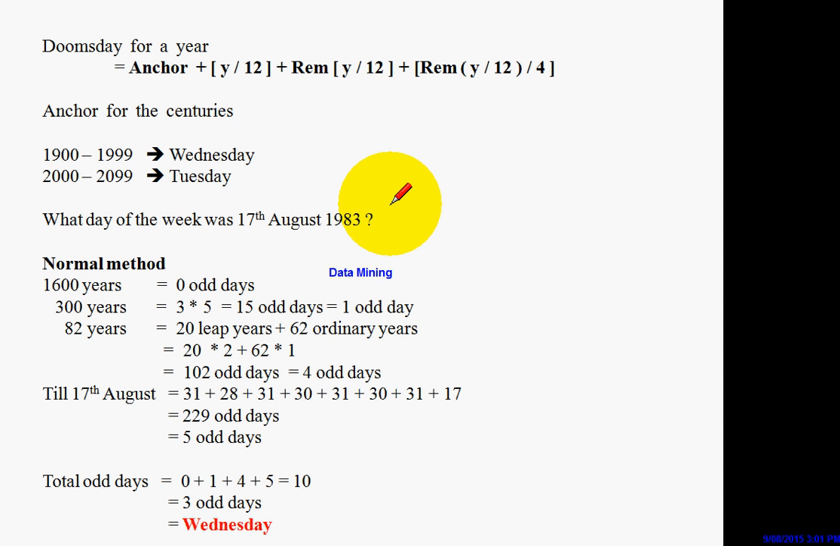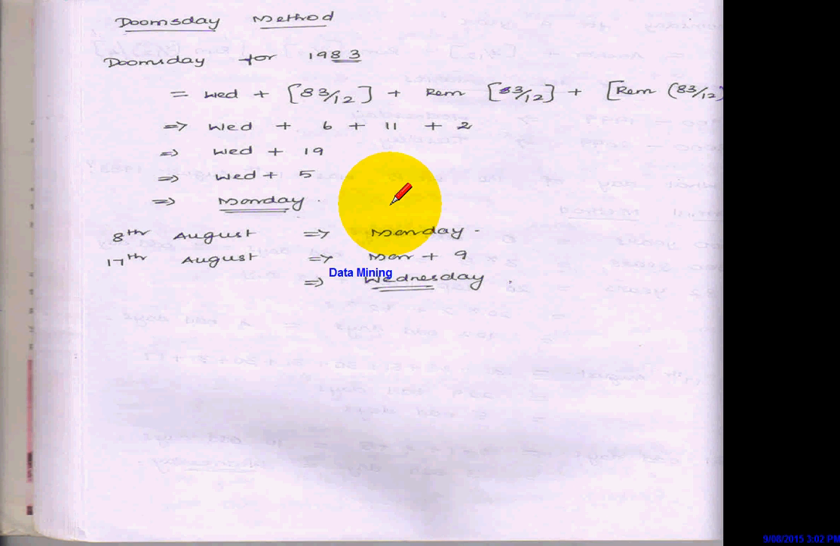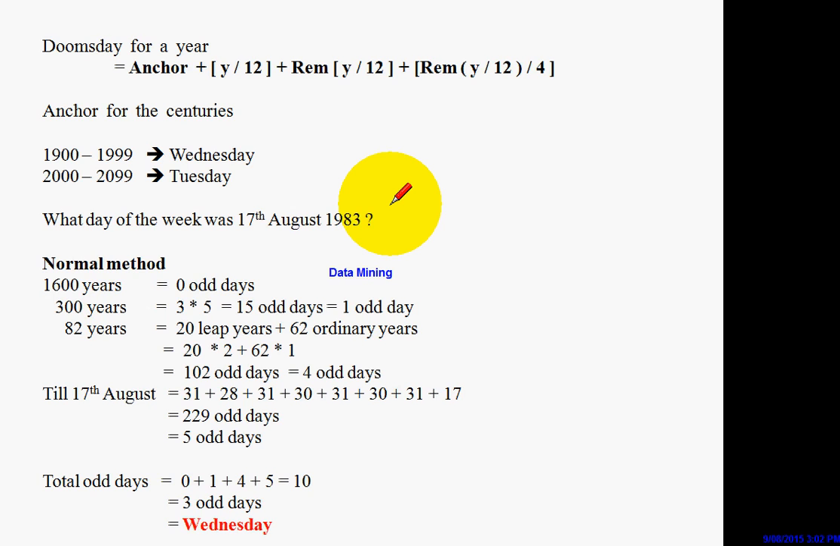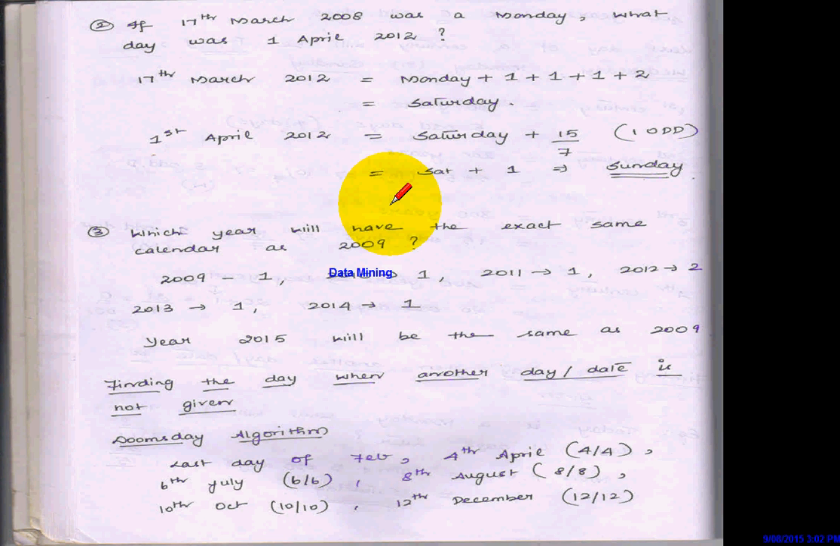This is a very lengthy calculation. Since you have to find the number of odd days individually, and finally sum them up together before you arrive at an answer, it takes a lot of your time. So what is an alternate way of solving this problem? That way is called the doomsday method. We can call it the doomsday algorithm.